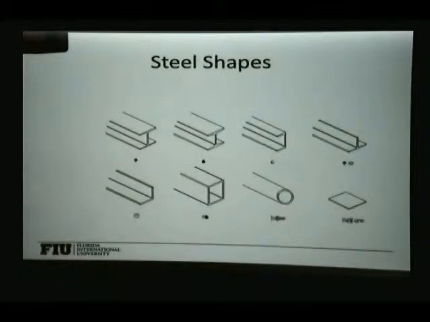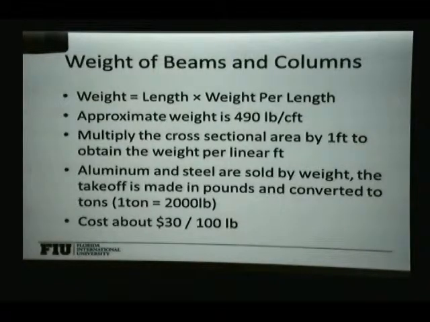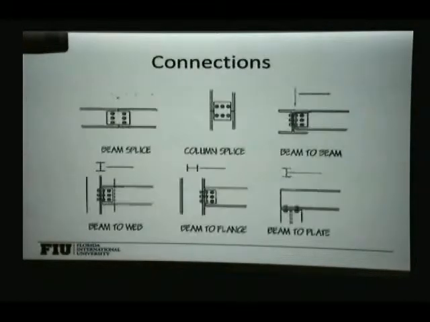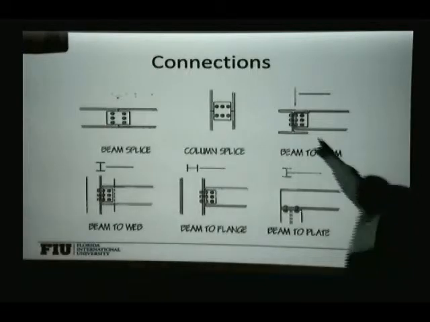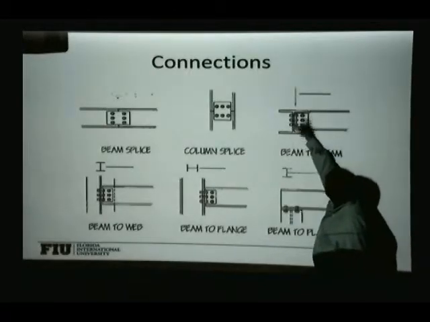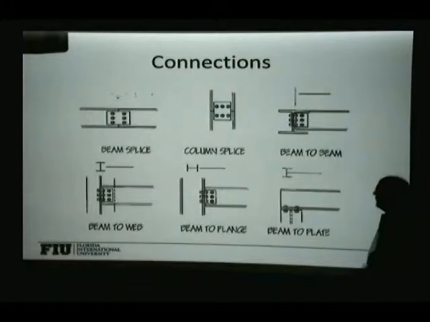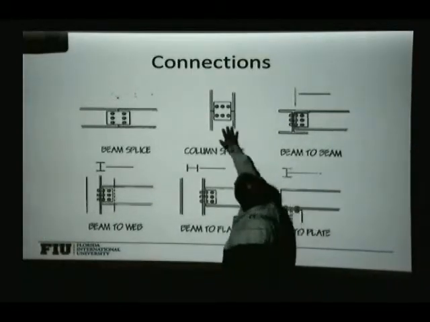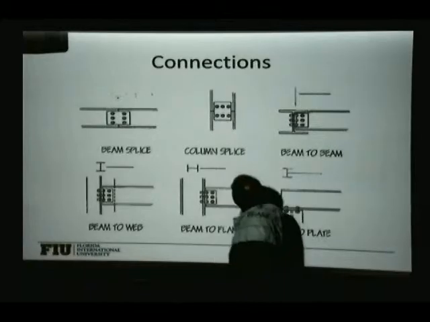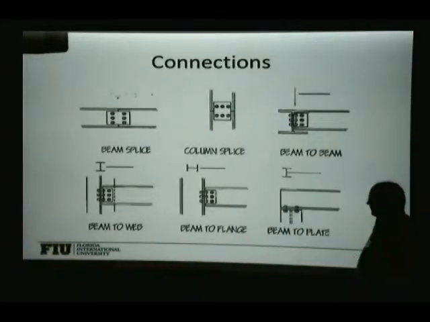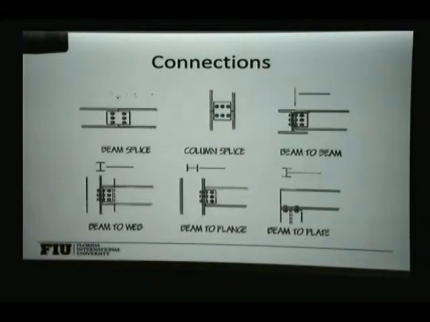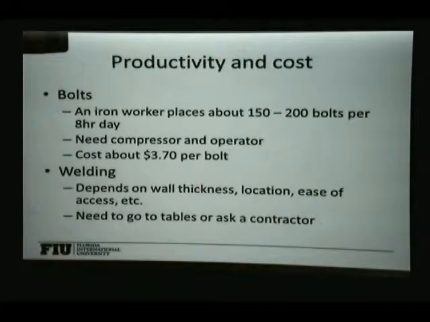Here are some of the shapes for those structural elements, and then the weights. We talked a little bit about these already. To connect two elements or more than two elements, you have different techniques. You have plates that can be bolted into both elements to secure that beam to beam, column splice. You have one column on the bottom, one on the top, beam splice. These are bolted, but they can also be welded. So it depends on what the specification calls for.